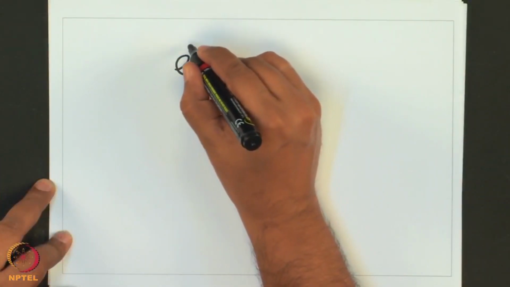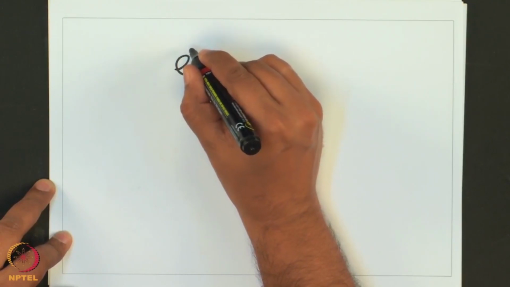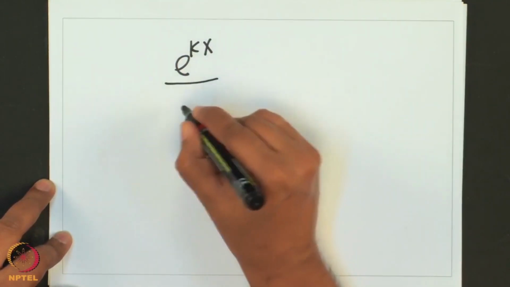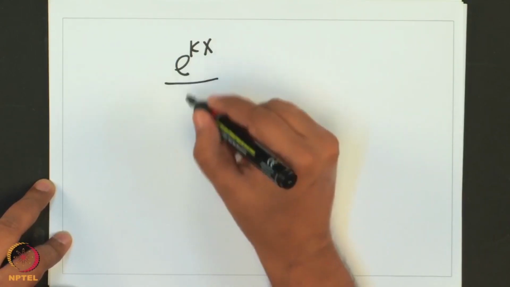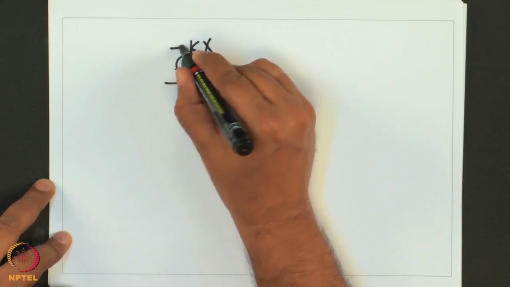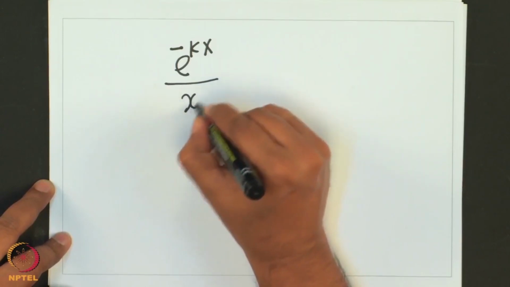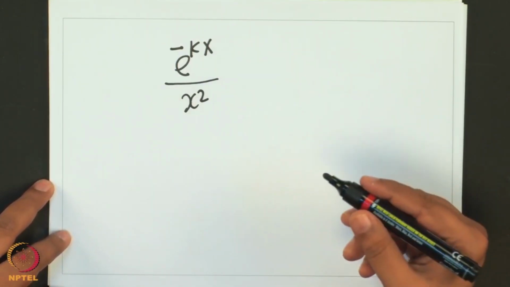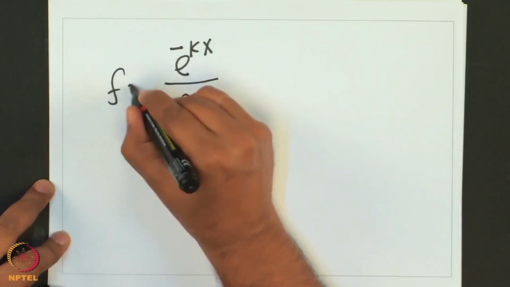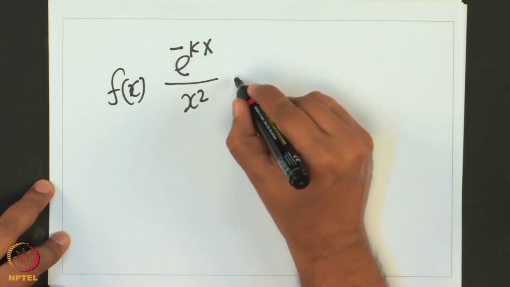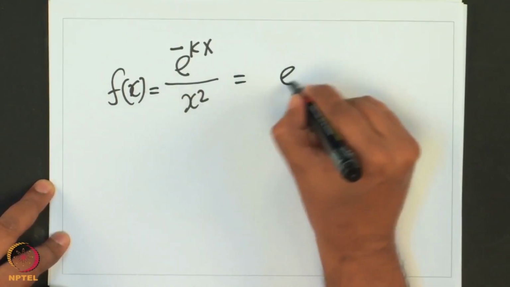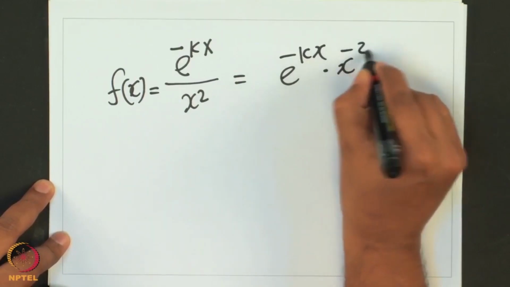For example, let us take e power minus kx divided by some other function. Let us say x square, I am just writing some function. If this is my f of x, I would write this as e power minus kx times x power minus 2.